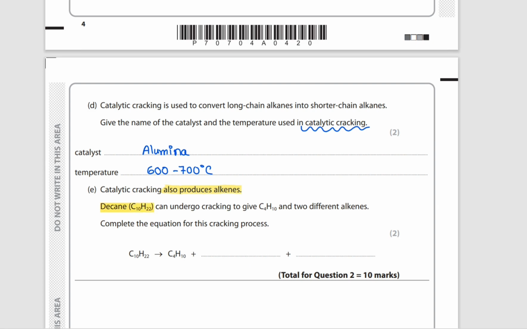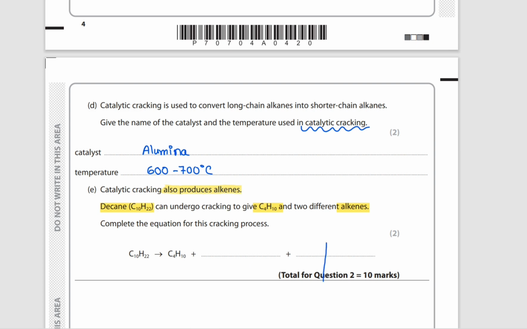Decane, C10H22, can undergo cracking to give C4H10 and two different alkenes. There must be alkenes, the other two products that are unknown, there must be alkenes. Complete the equation for this cracking process.